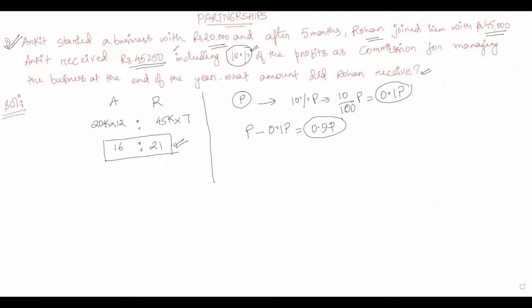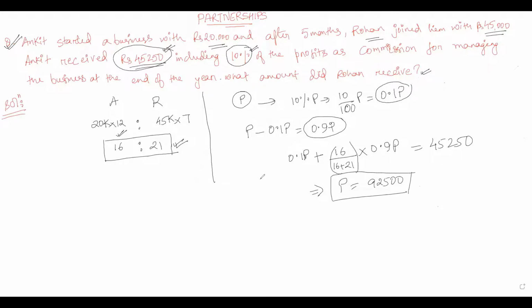So now they have given that Ankit has received rupees 45,250. Now I know that this will include 10% of the commission for managing the business plus his share of profit. So I know that the commission is 0.1 P and the share of profit of Ankit would be 16 out of total, that is 16 plus 21, and this part would be of the profit that would be divided between Ankit and Rohan, and that is 0.9 P, and the summation of this profit is given to be 45,250.